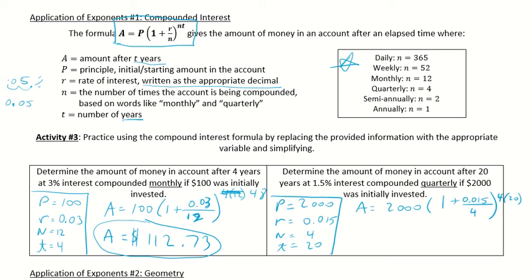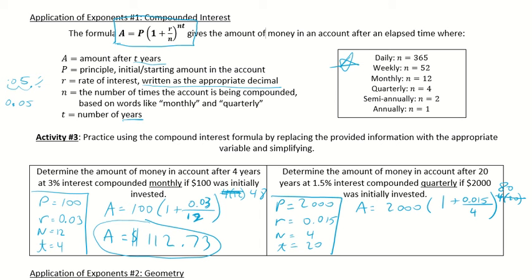All right, I went ahead and wrote all the given information in the box. $2,000 was the initial investment that was invested for 20 years at 1.5% compounded quarterly. Again, we'll work the problem. 4 times 20 is 80, so the exponent is going to be 80, and that means we'll compound the interest 80 times over those 20 years.